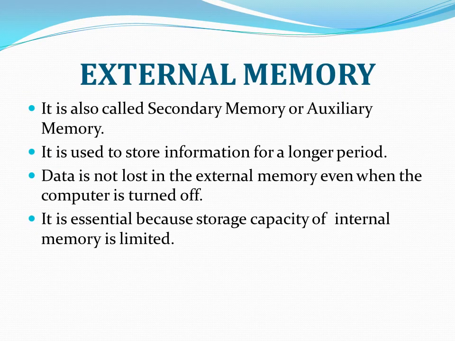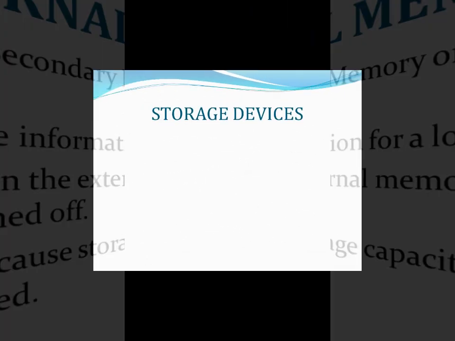Next is external memory. External memory is also called secondary memory or auxiliary memory. We use this memory for storing information for a long time period, as data is not lost in external memory even when the computer is turned off. We use external memory because the storage capacity of internal memory is limited.